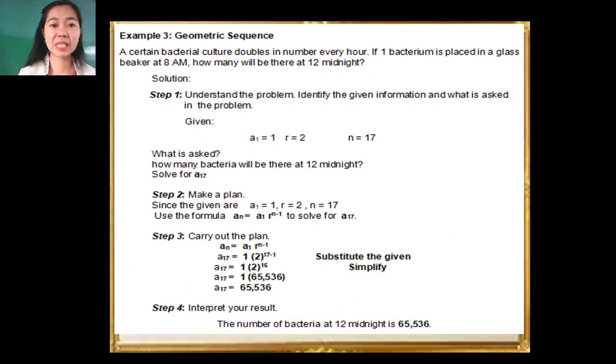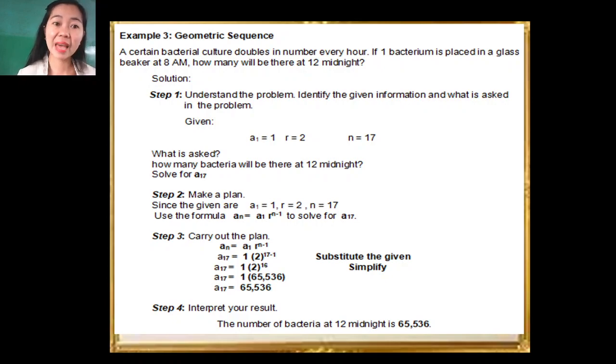A geometric sequence. A certain bacterial culture doubles in number every hour. If one bacterium is placed in a glass beaker at 8 a.m., how many will be there at 12 midnight? So, this is an example of a geometric sequence because the keyword here is double. Sabi ko nga kanina, doubles means we are going to multiply this by 2.